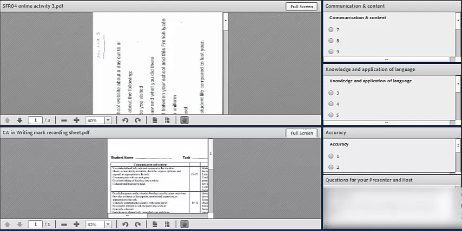I can see most people have voted on communication and content, but there are a few who haven't voted for the other two categories. So perhaps if I could ask you to do that over the next couple of minutes, and then we'll move on. Thank you.